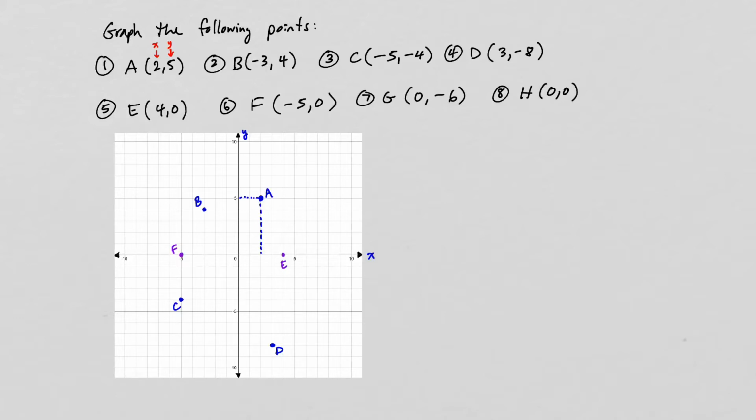Point G is 0, -6, which is x equals 0, means we don't go left or right, but y equals -6 means that we drop down to this point. And finally, point H. Point H, of course, is the origin, has coordinates 0, 0, and that is the point right in the middle here. So those are some graphing basics, which, if I had to guess, I would say most of you have probably done before.